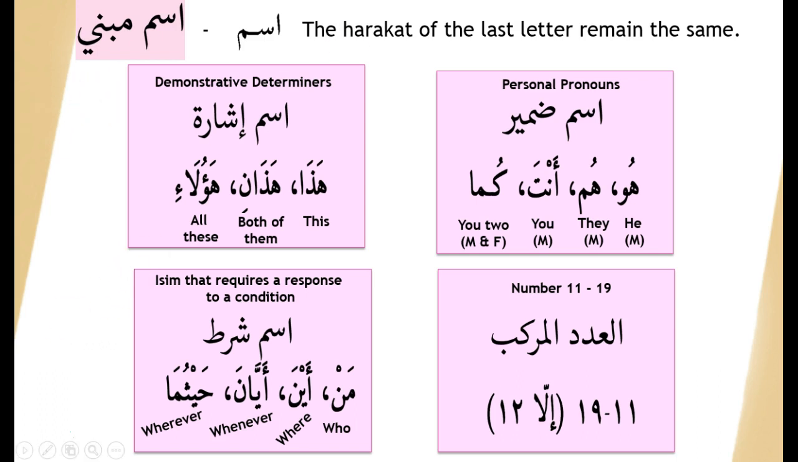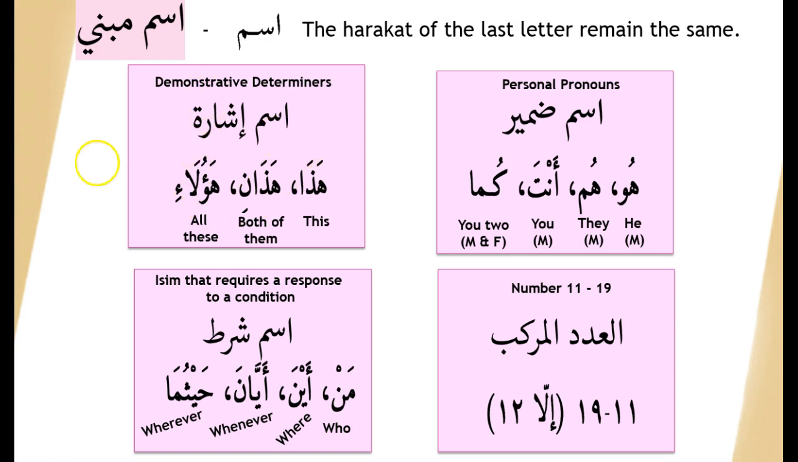First will be the ism ishara: hada, hadani, haulai, ulaika. It is the pointing determinants. Ulaika and hada, all these, right? These are static. They do not change. The last letter does not change. It will remain. It's called mabni.